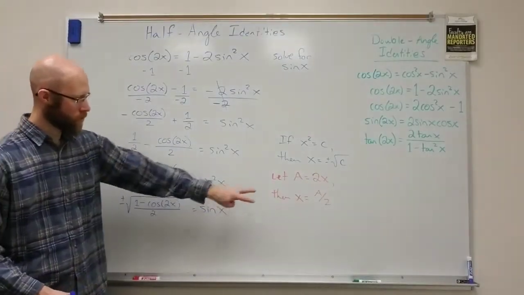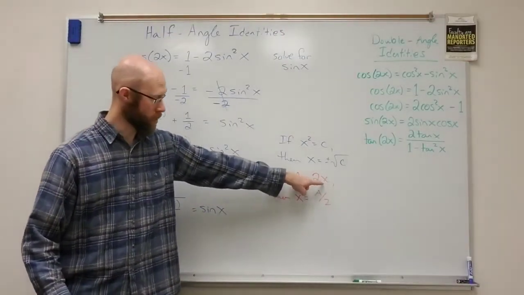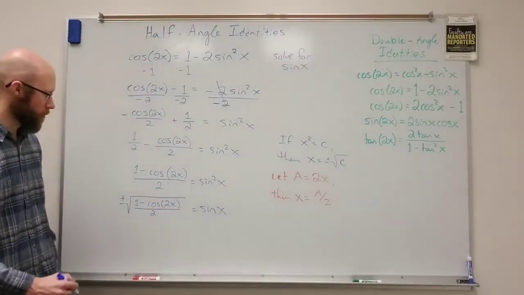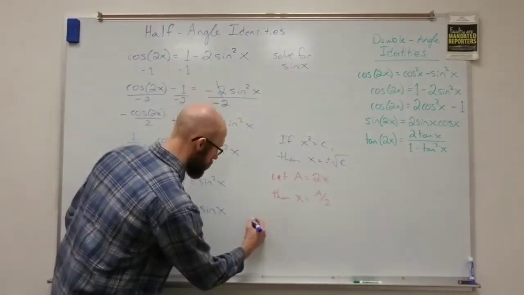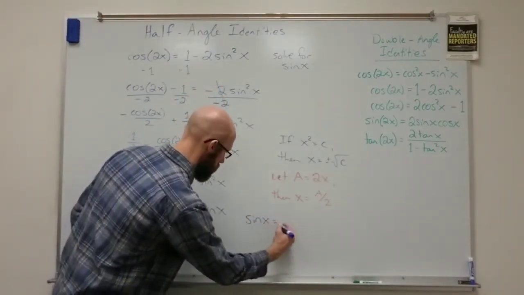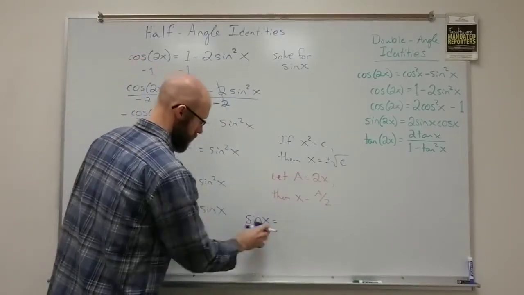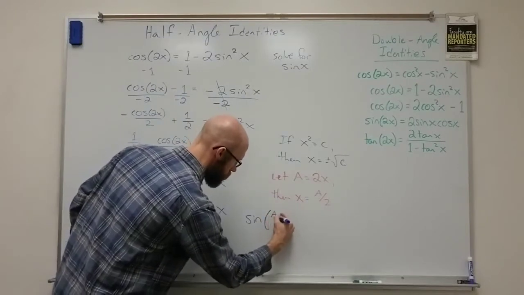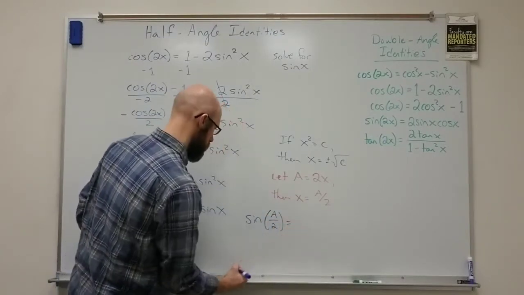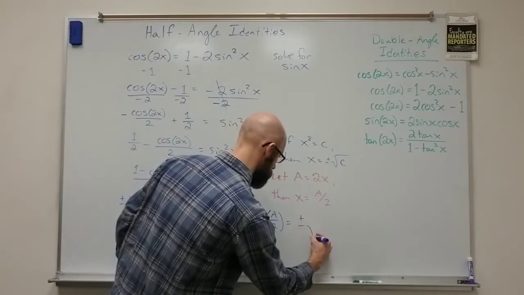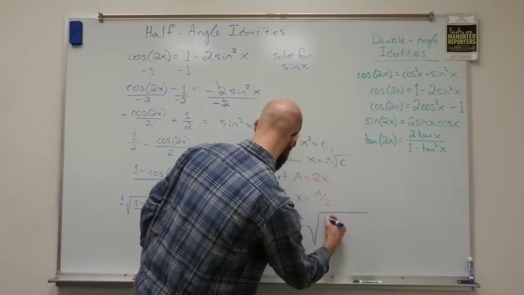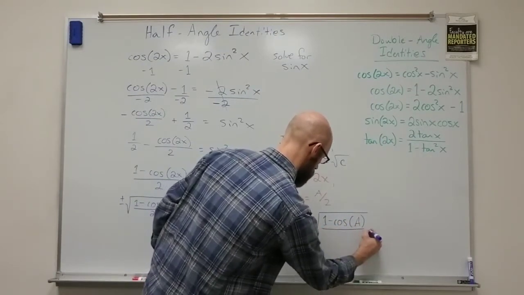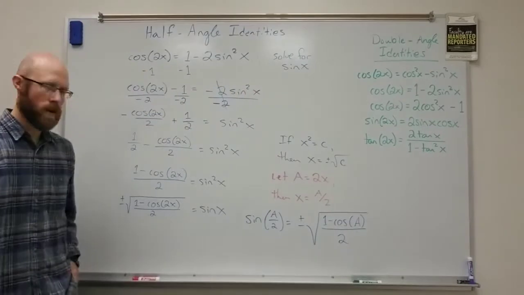All right, so what we're going to do is make those two substitutions. We're going to replace the 2x with a, and we're going to replace the x with a over 2 in this formula. So we're going to have a new formula that says the sine of, instead of x, we're going to use a over 2. So the sine of a over 2 is equal to plus or minus the square root of 1 minus the cosine of a all over 2, right?